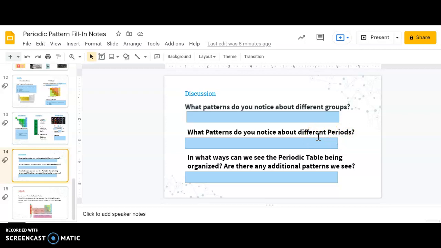So periods are the rows. What patterns do you notice in the rows? Lastly, do not tell me about patterns and groups here for periods and groups. In what ways can we see the periodic table being organized?